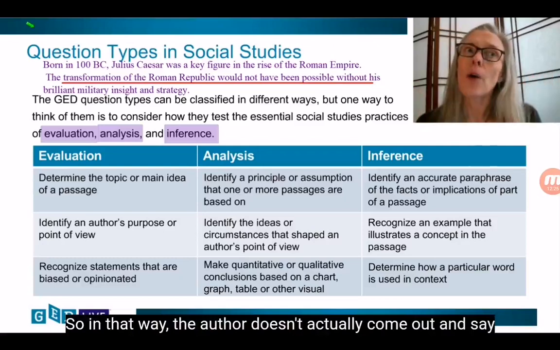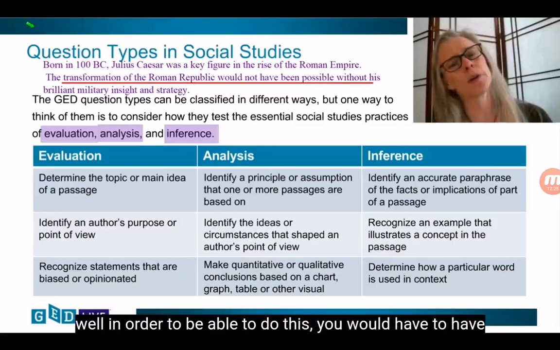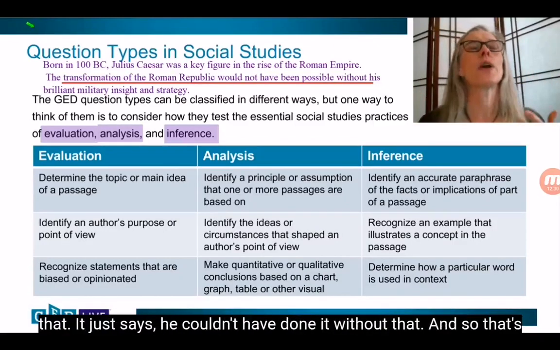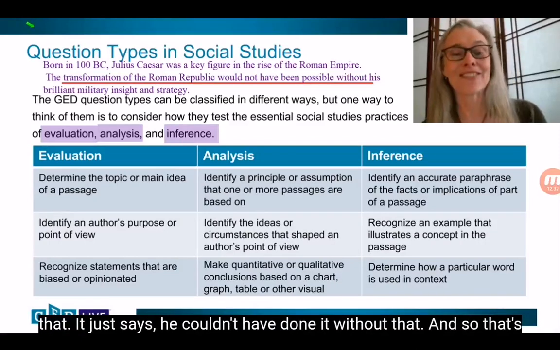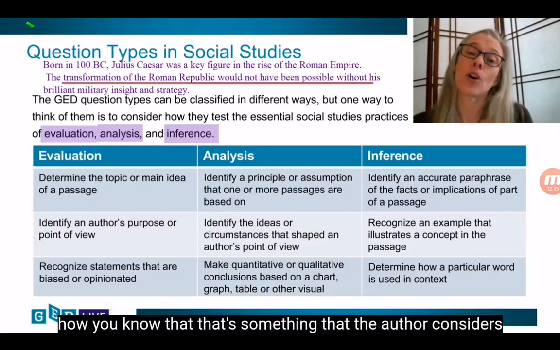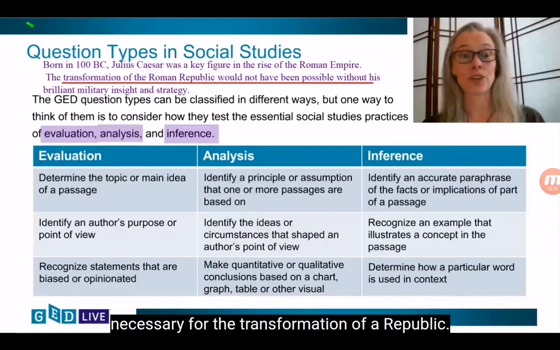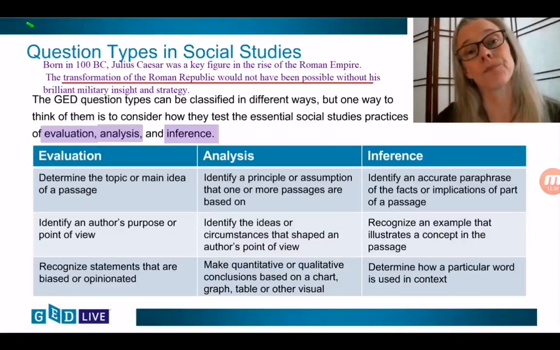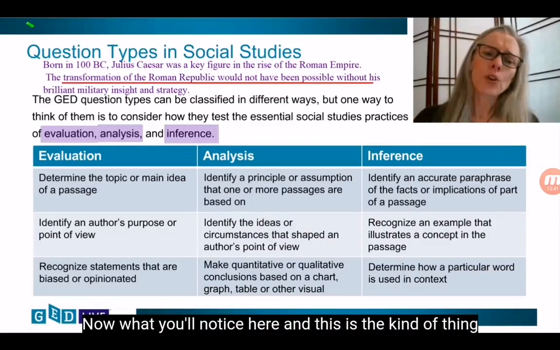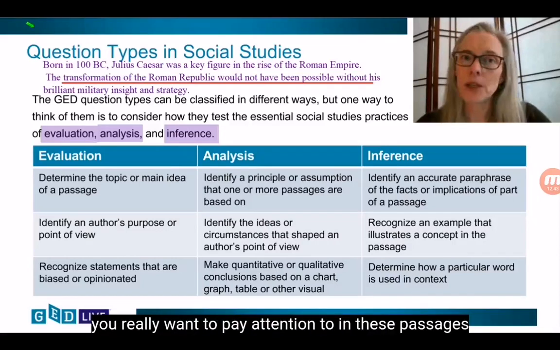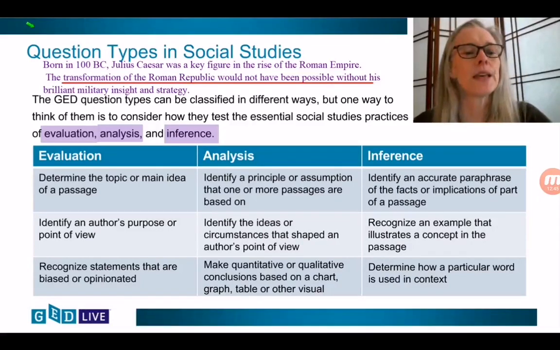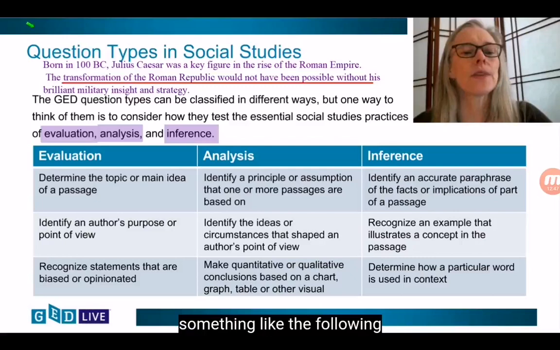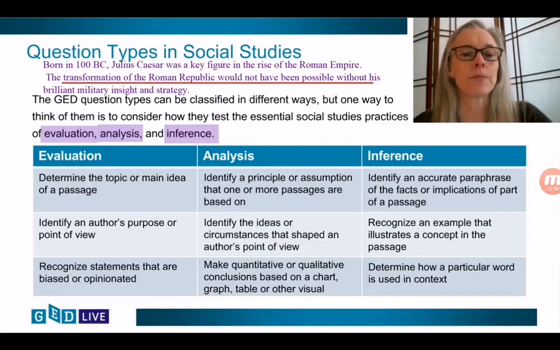So in that way, the author doesn't actually come out and say, well, in order to be able to do this, you would have to have that. Just says he couldn't have done it without that. And so that's how you know that that's something that the author considers necessary for the transformation of a republic. Now, what you'll notice here, and this is the kind of thing you really want to pay attention to in these passages, is something like the following.